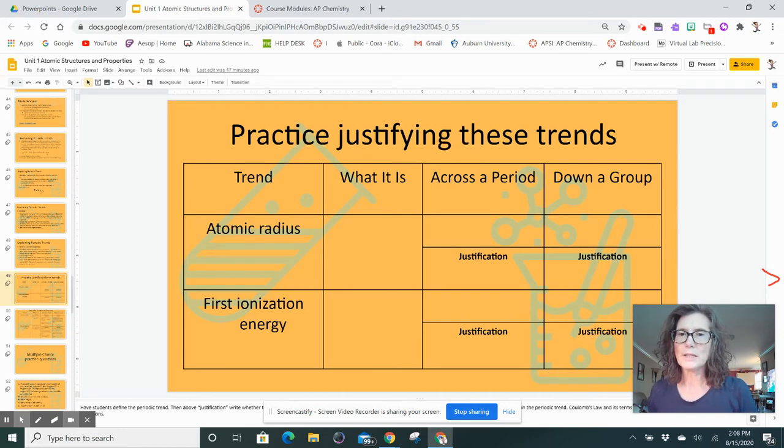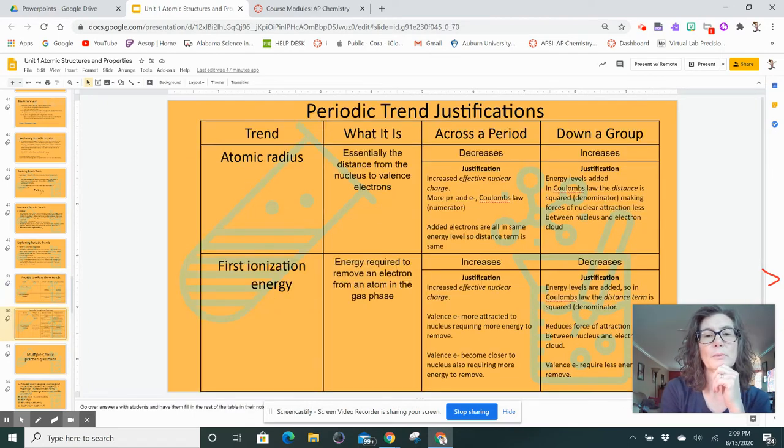All right, so practicing justifying these trends. So if our trend is the atomic radius trend, first we need to know what it is, and then we need to be able to know what it is going across, what it is going down, and then justify those trends that we see. So there's atomic radius, there's first ionization energy. Let's look at this one.